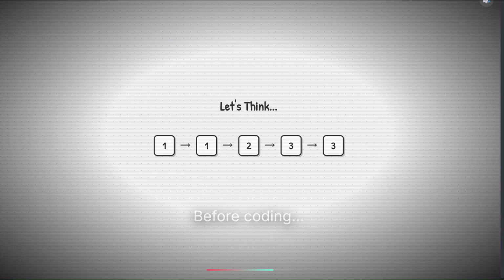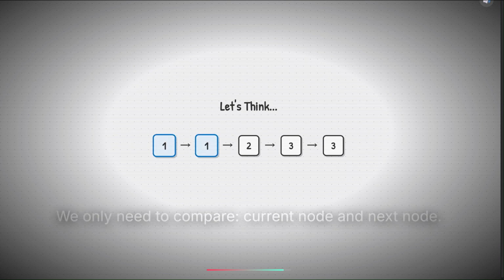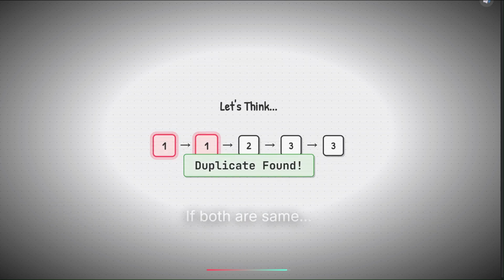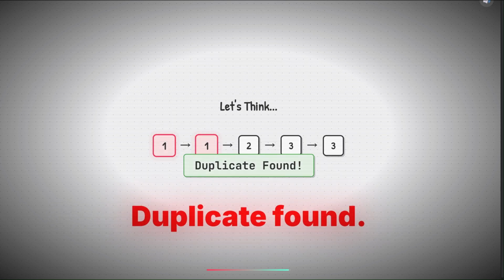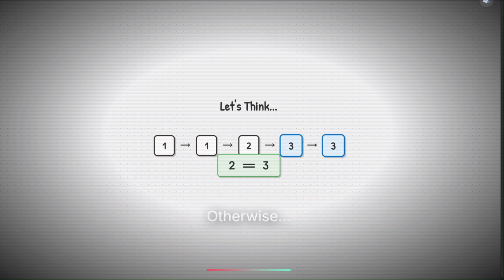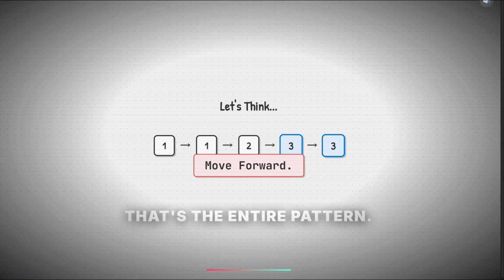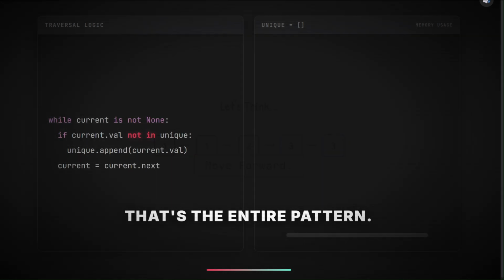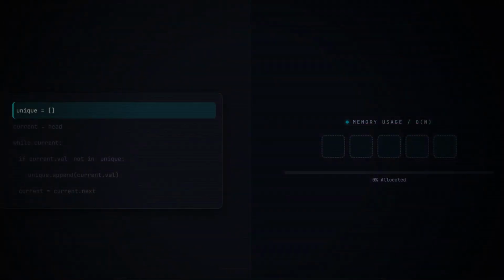Before coding, always pause and think. If duplicates are next to each other, do we really need nested loops? No. We only need to compare current node and next node. If both are same, duplicate found. Otherwise, move forward. That's the entire pattern. Now let's first build the brute force solution.